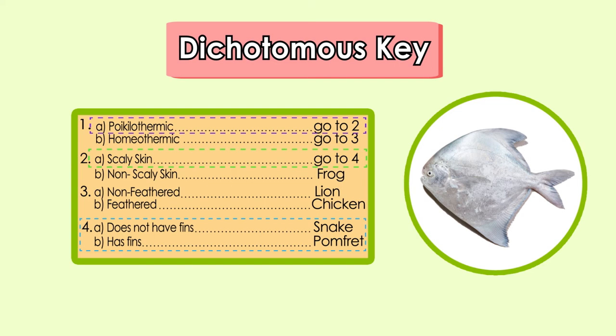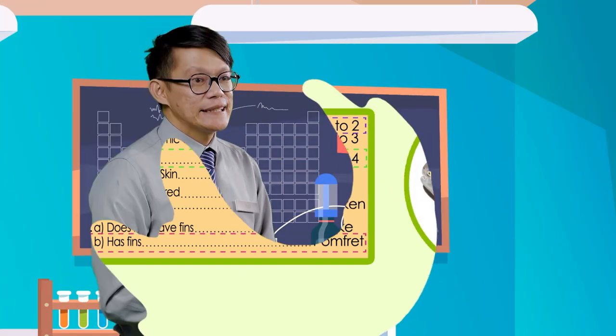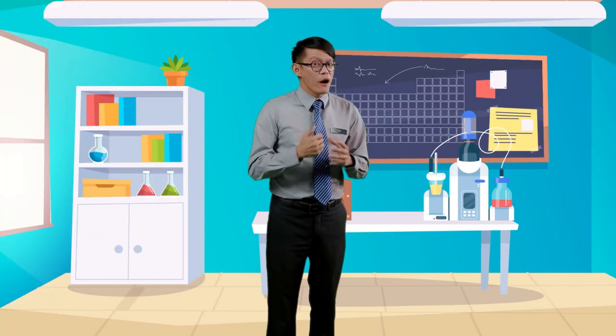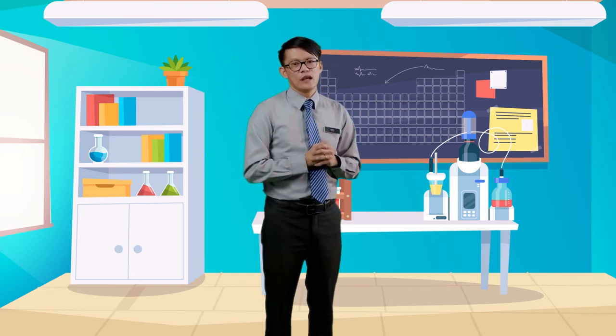Now, going to couplet number 4. Does this animal have fins or not? Correct! It has fins. The animal shown is a pomfret. Awesome, pupils! I am proud of you. Let's try again for another animal.